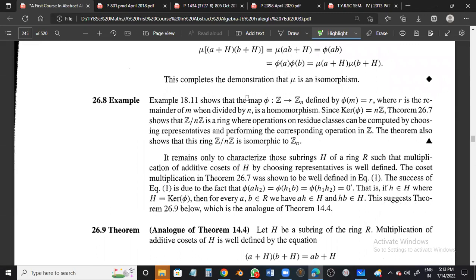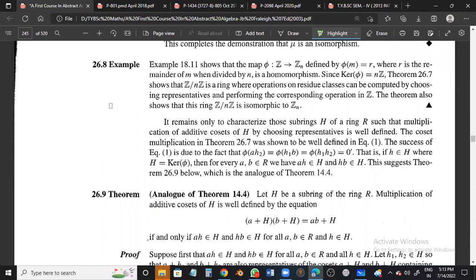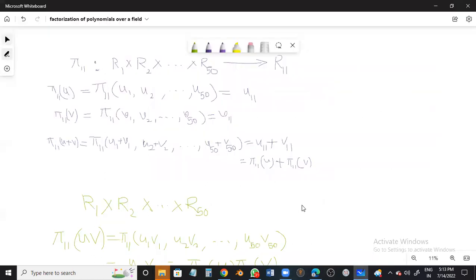Now, you can come here. This is an example. The map phi from Z to Zn, how are we defining it? Phi of M is equal to R, where R is the remainder of M when divided by N, is a homomorphism. So what will be the kernel of phi? Kernel of phi will be nZ. So let us deal with this.